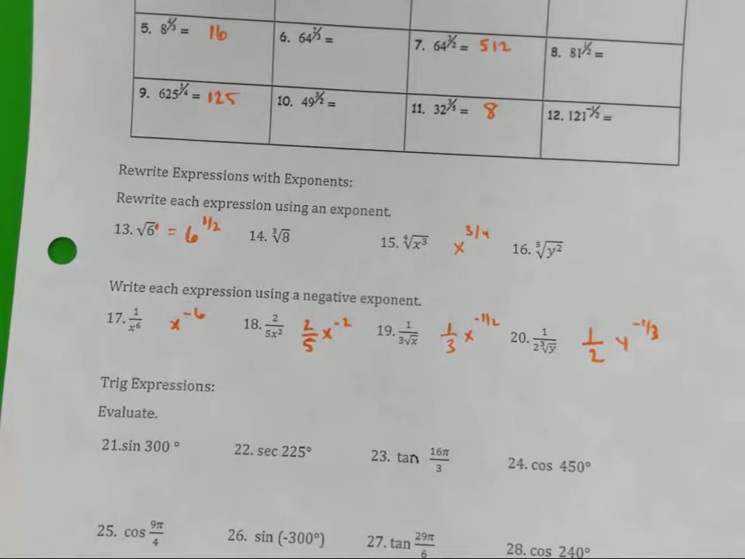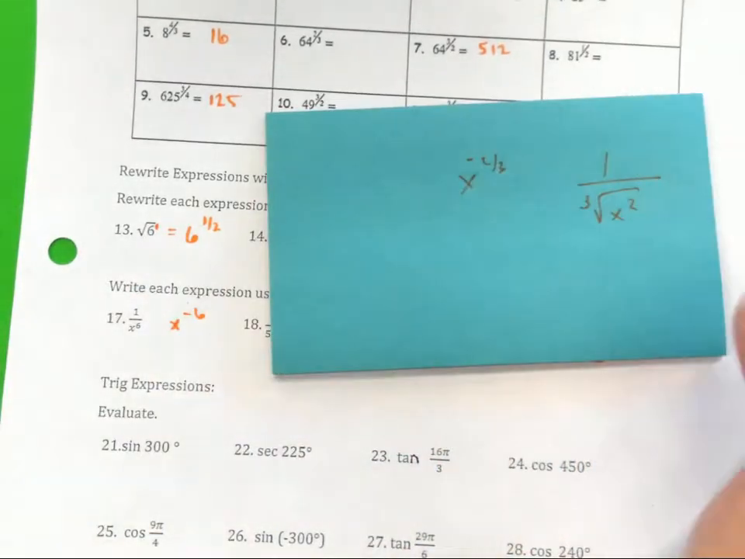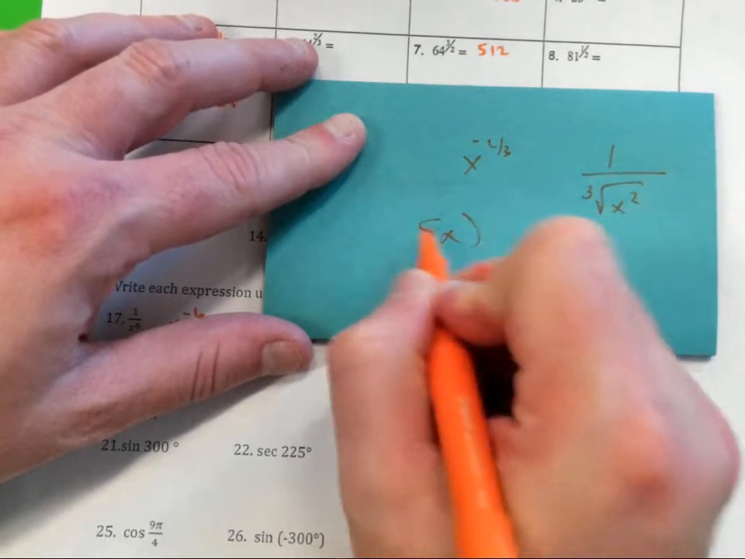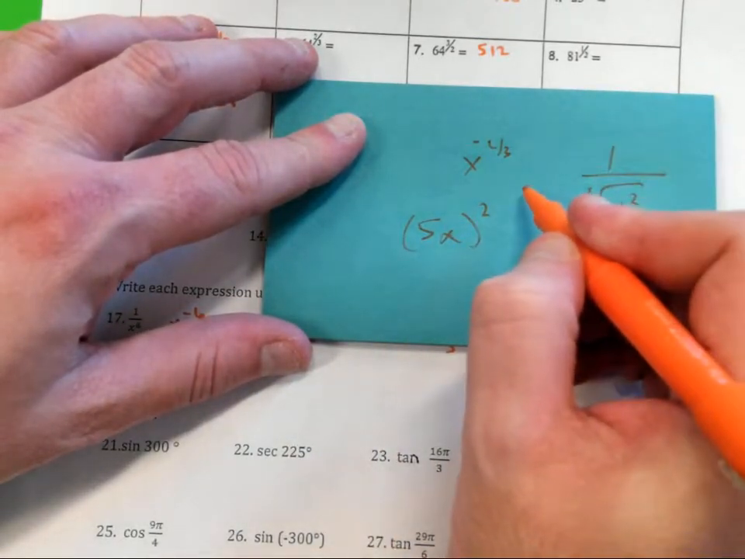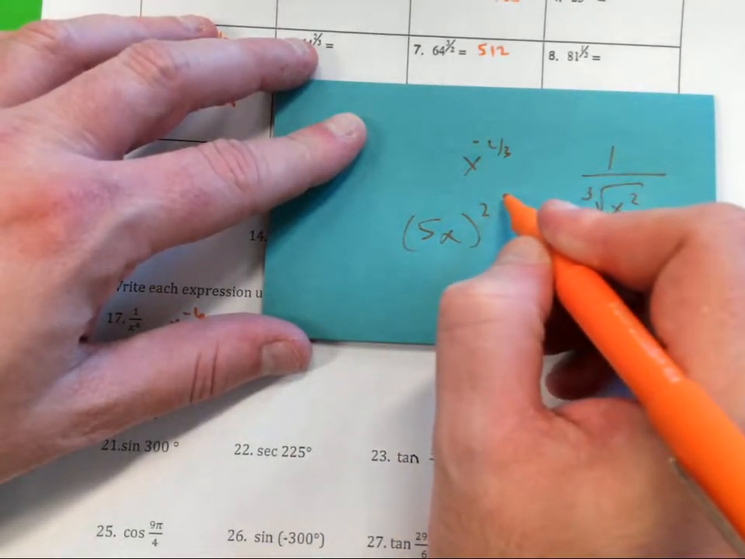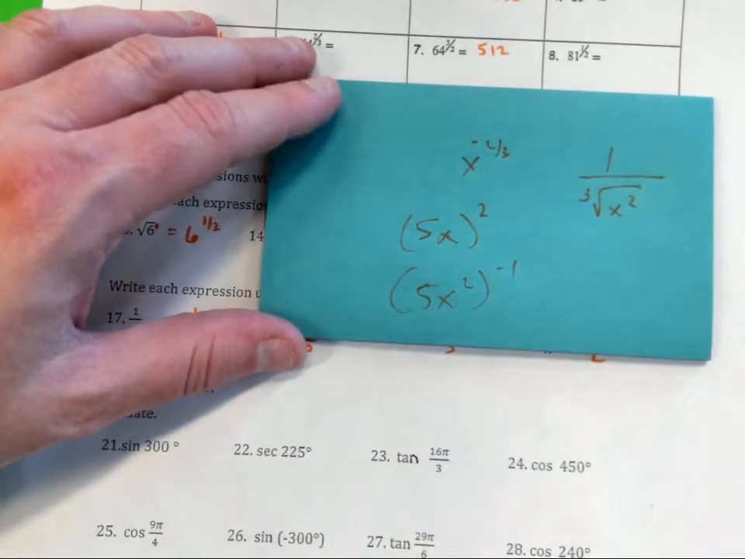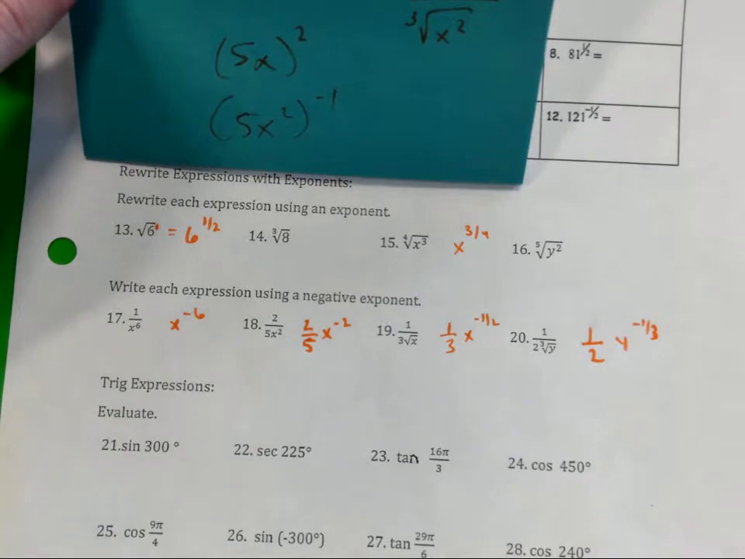Yes, Tyler? This is just a general question. On number 18, instead of doing it like that, could you put 5x squared in parentheses and just raise that to the negative first? No, like 5x squared. Put 5 and then x squared and then raise to the negative 1, which would end up being the same thing.